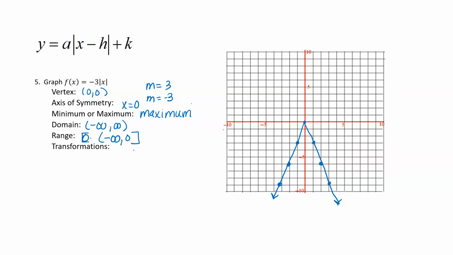The transformations: we have that negative sign, so it's a reflection, and that 3 is greater than 1, so it's a stretch, which makes the V skinnier. Okay, that's it.